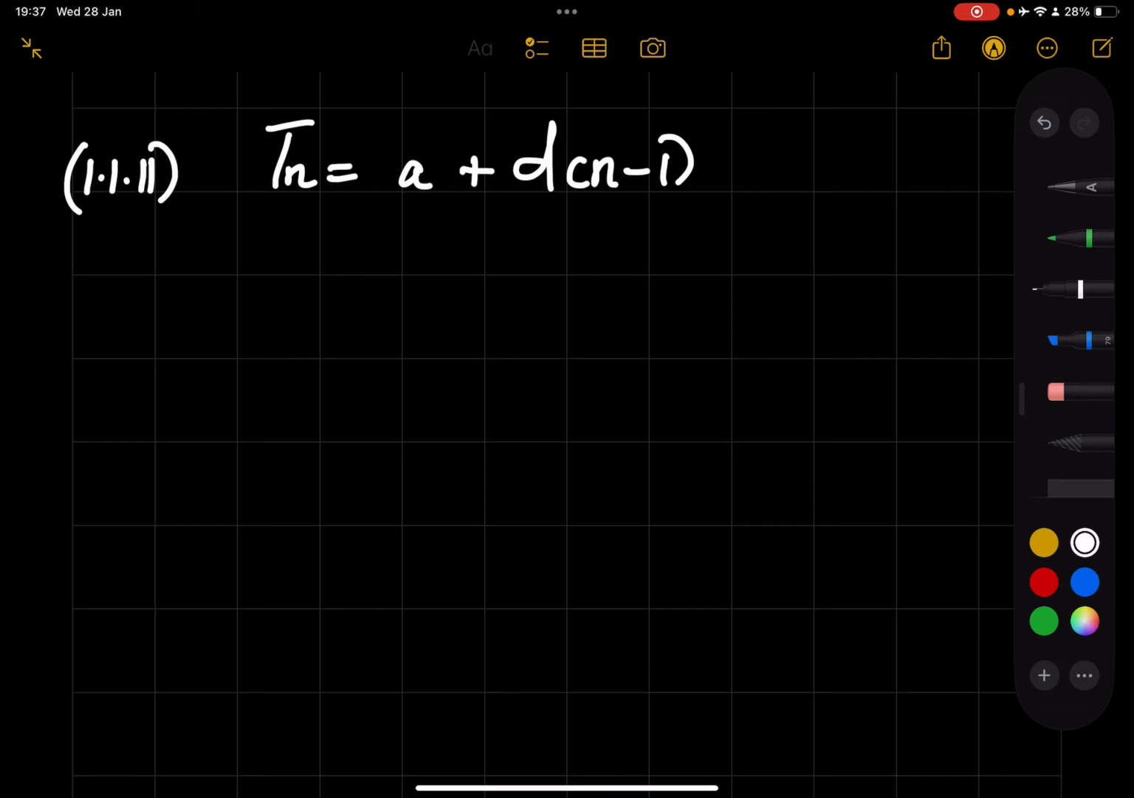And currently, A is being added to this expression. So we will need to subtract that expression on the left because that expression is adding on the right. Right? So we're going to do this. We have Tn minus d(n minus 1) equals A. Right? And so quickly A is being isolated.